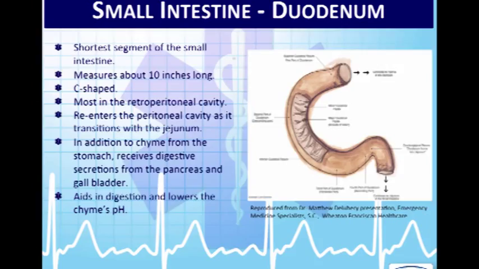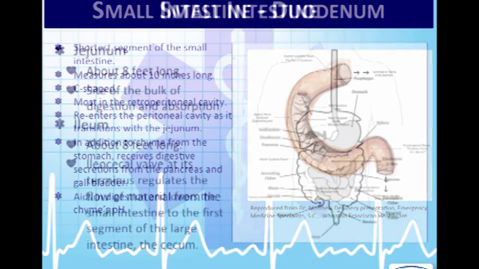It is very C-shaped. One part of it is hooked up to the stomach through the pyloric sphincter, and the other part is hooked up to the jejunum. It is predominantly in the retroperitoneal cavity. We're going to talk a little bit about what that means in a little bit. And it certainly aids quite a bit in the digestion of nutrients.